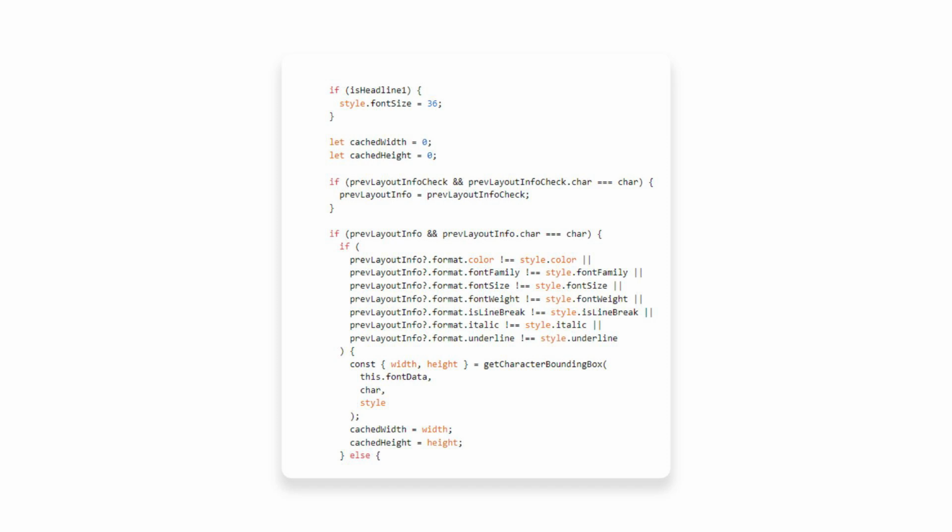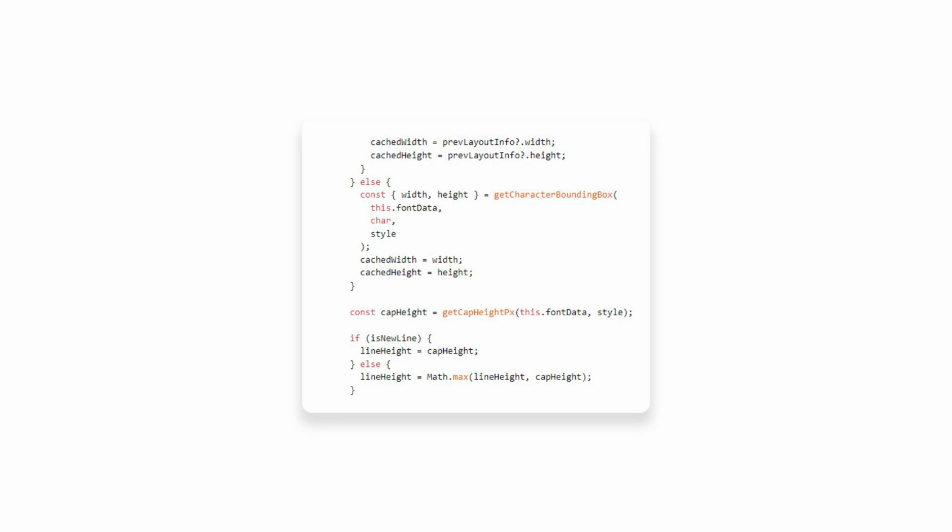GetCharacterBoundingBox is a relatively expensive operation, which is why we are caching it. Here we continue on with the calculate layout method. 1. Cached dimensions retrieval. If the previous layout information exists, it retrieves the cached width and height from prev layout info. If not, it calculates the current character's dimensions using getCharacterBoundingBox and stores them in cached width and cached height. 2. Cap height calculation. It calculates the character's cap height using getCapHeightPx, which ensures proper text alignment and spacing.